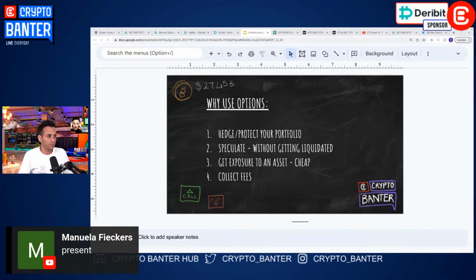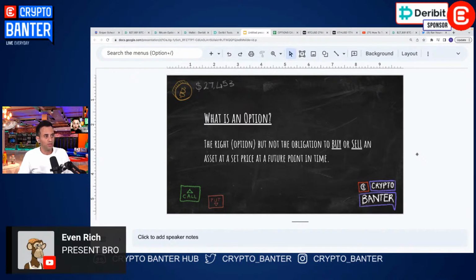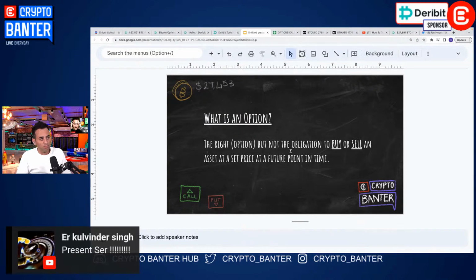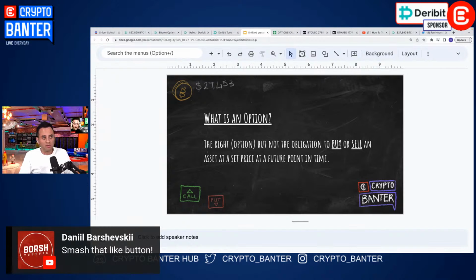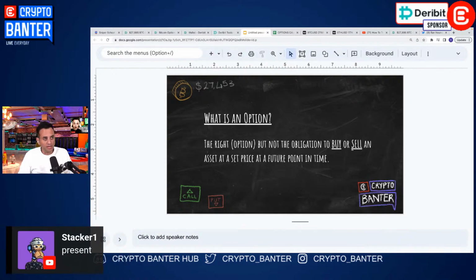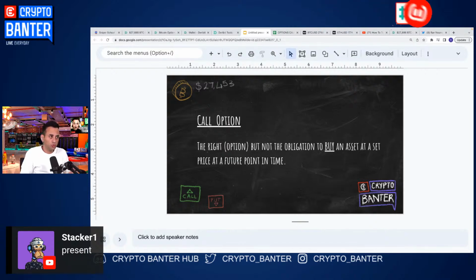So an option is really, I'm going to show you here, the right, but not the obligation, to either buy or sell an asset at a set price at a future point in time. I know it sounds like a mouthful, but we will go through it a little bit slower in a second. So remember, it's the right, but not the obligation. That's why it's called an option, to buy or sell an asset at a set price at a future point in time. And really, there are 2 types of options.